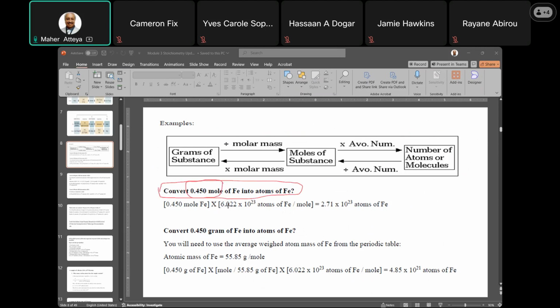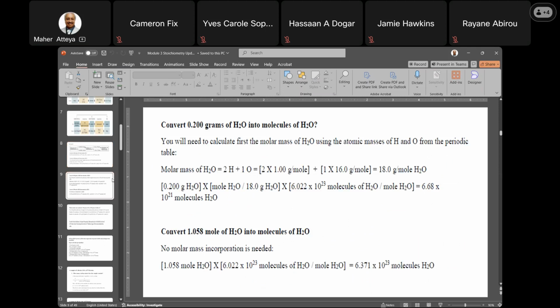You know that 1 mole equals Avogadro's number, so you just multiply whatever moles you have here with Avogadro's number to get the number of atoms or molecules or ions of that element, correct? So this is the topic here. You can look.